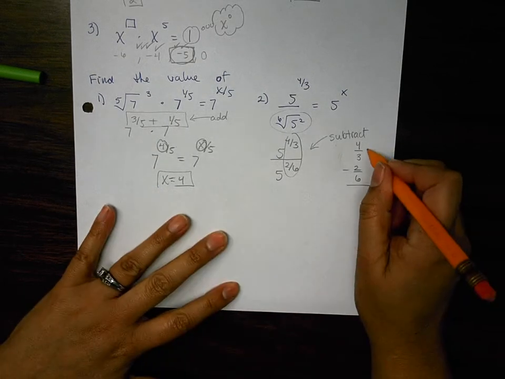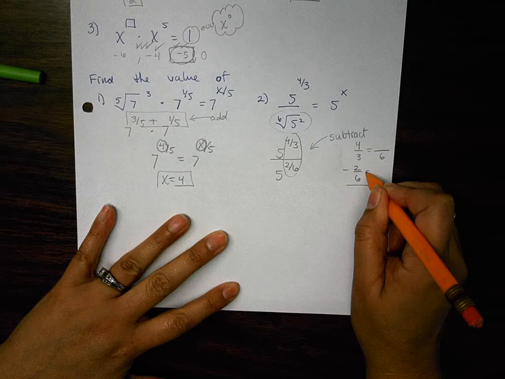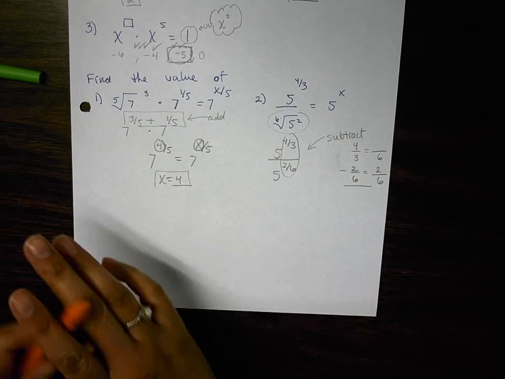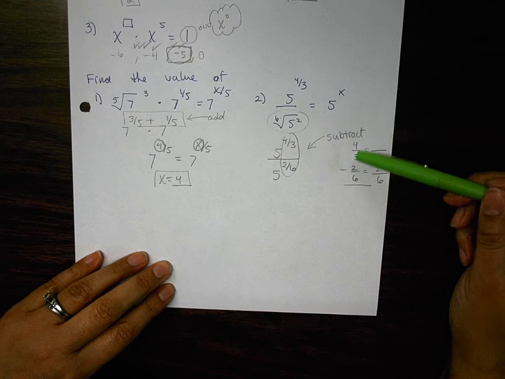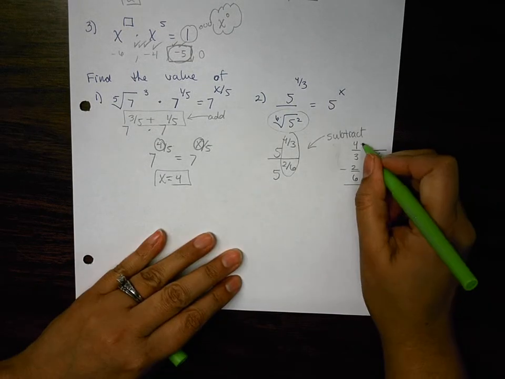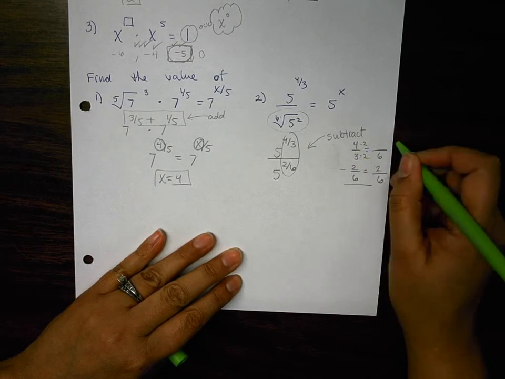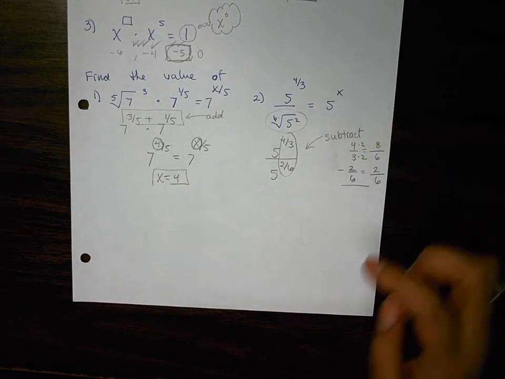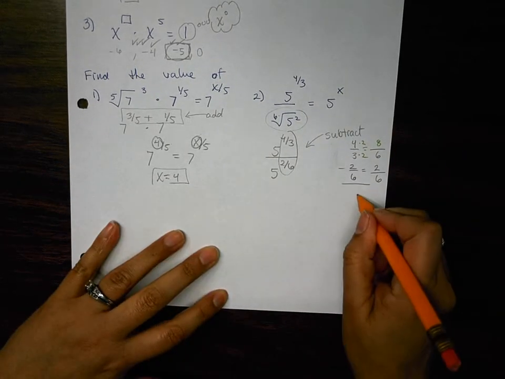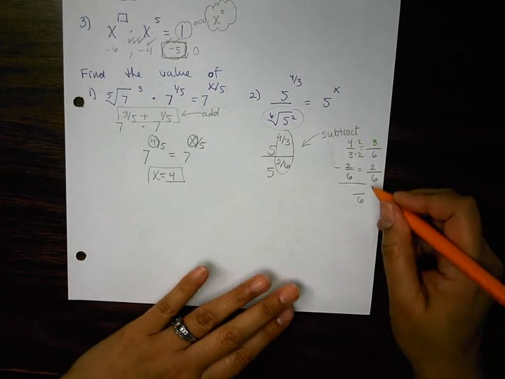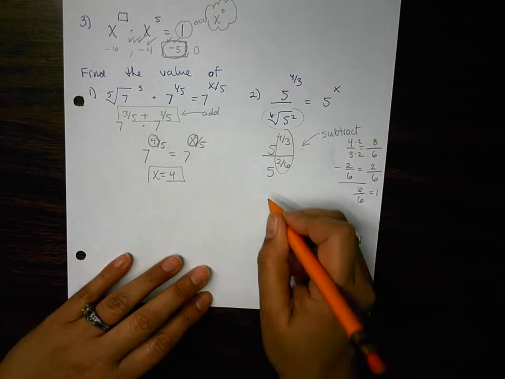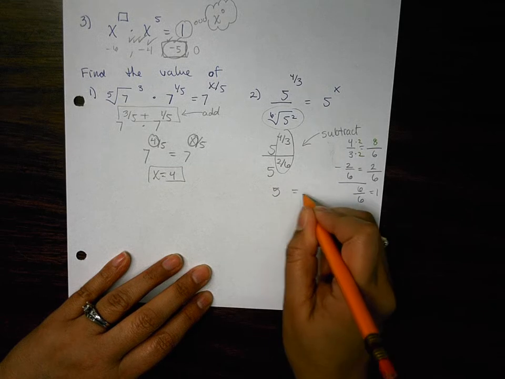I can reduce the 2/6, but I'm just going to change it to 6 since that's what most of you guys would probably do. 2 is going to stay 2. And what do I multiply top and bottom by here? 2, because 3 times 2 is 6, 4 times 2 is 8. And then I do 8 take away 2, and 6 stays the same. What's 8 take away 2? 6. And 6 over 6 is 1.